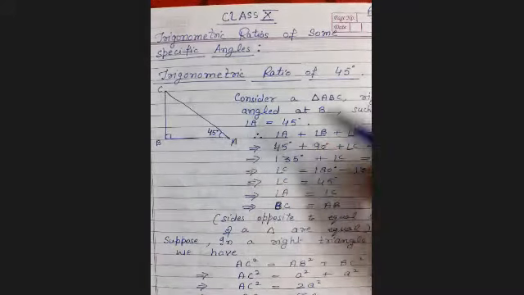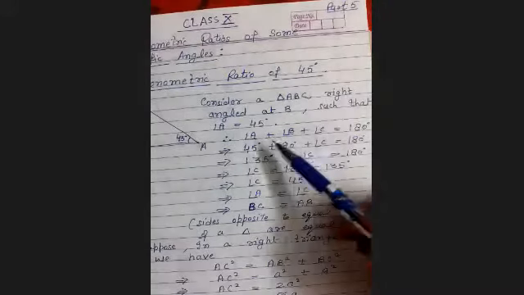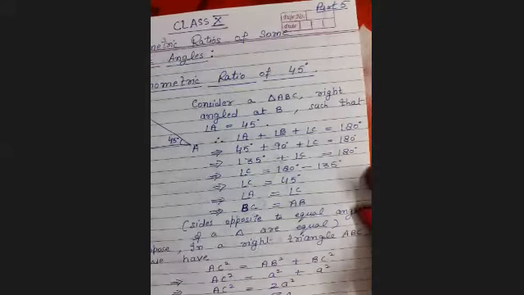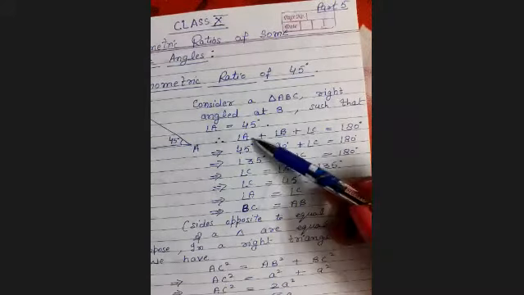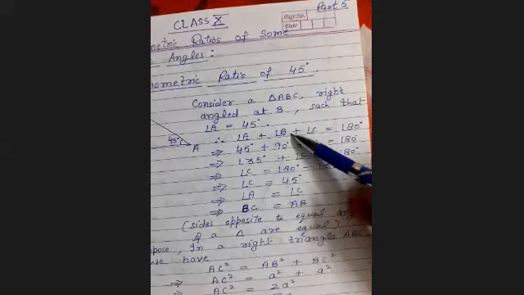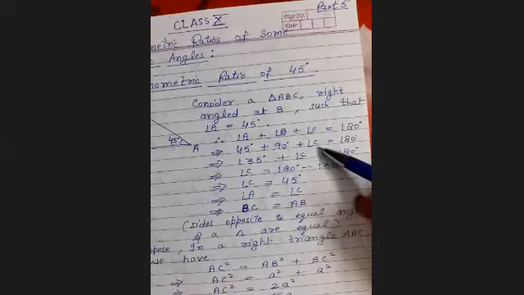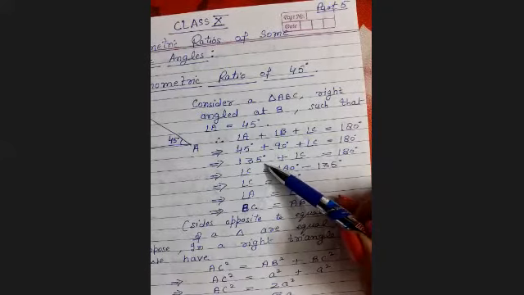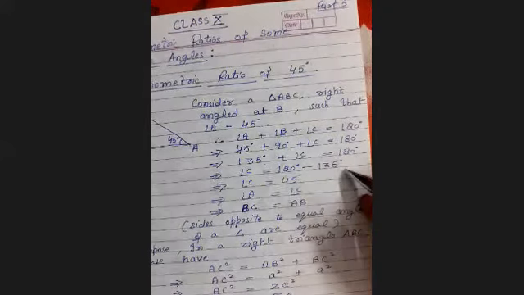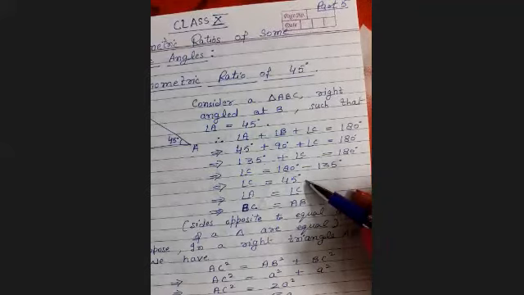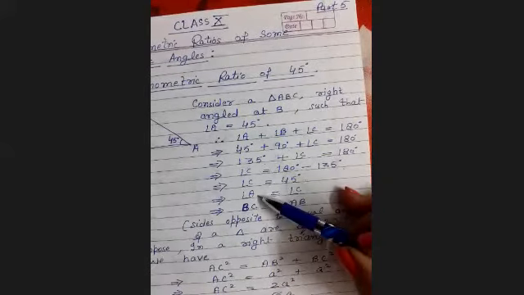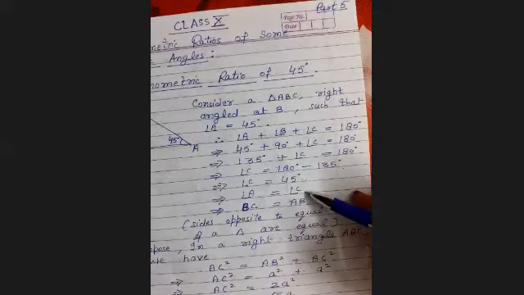Here you know that in a triangle, angle A plus B plus C is 180 degrees, by the angle sum property of a triangle. Angle A is 45 degrees, angle B is 90 degrees, and let us find angle C. By adding both of them, we get 135 degrees, and shifting 135 to the other side, it becomes 45 degrees. Angle C is 45, angle A is 45, which means both angles are equal.